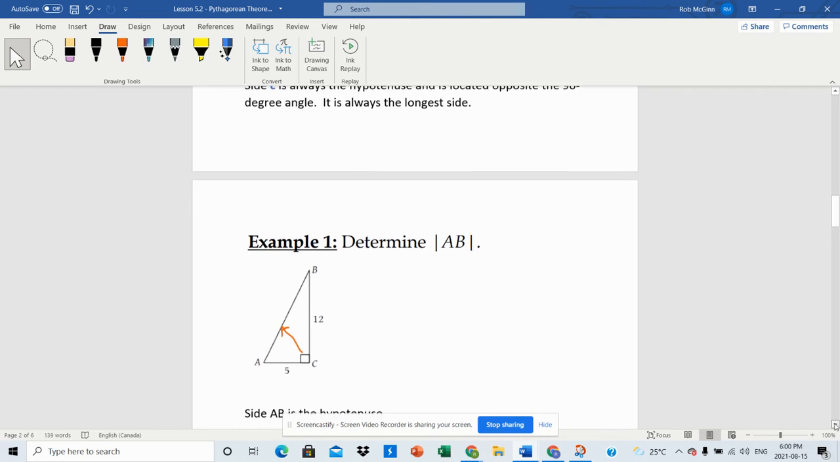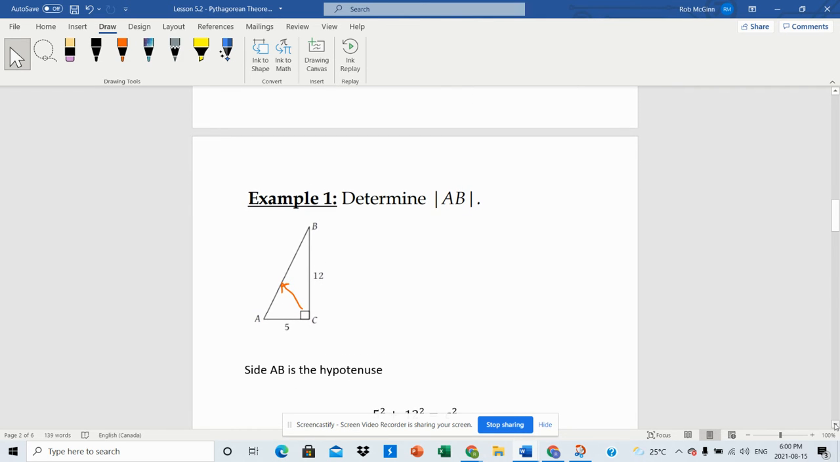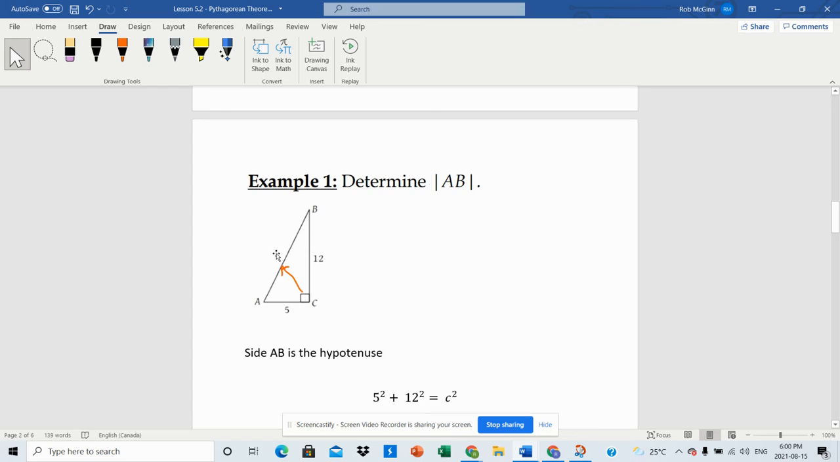That means the other two sides are A and B. It doesn't really matter which we denote as A and which we denote as B, as long as we know that both of those sides are the shorter sides, and that C is our hypotenuse here, or line AB. So we can write this as 5 squared plus 12 squared equals c squared.